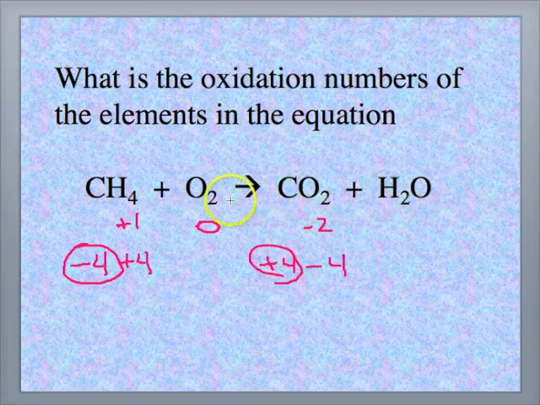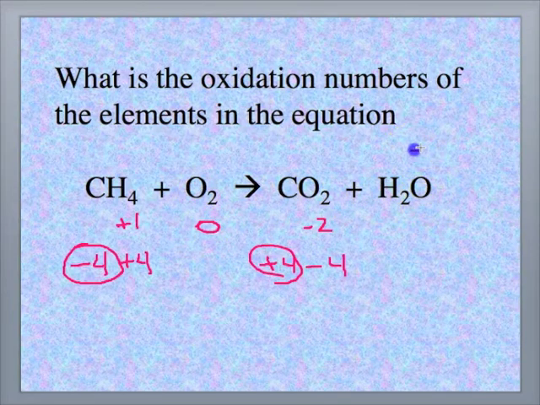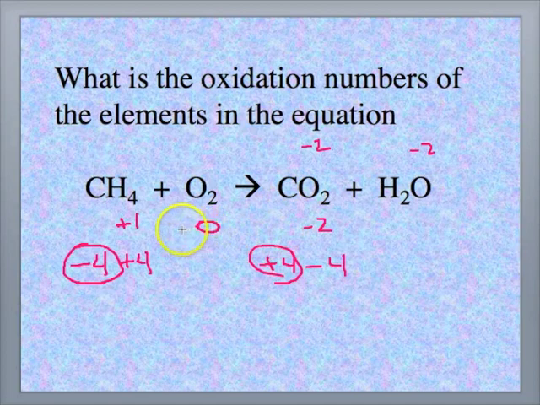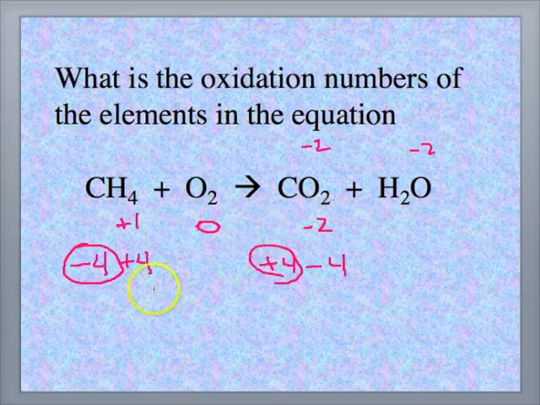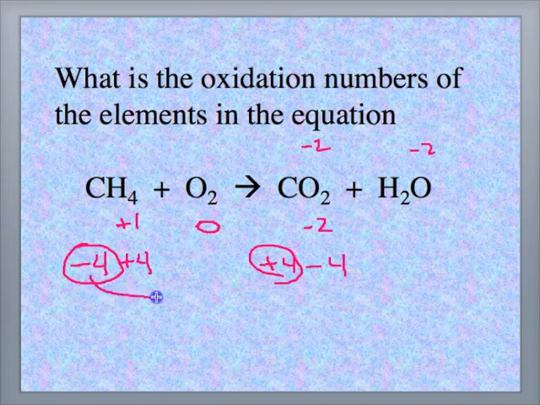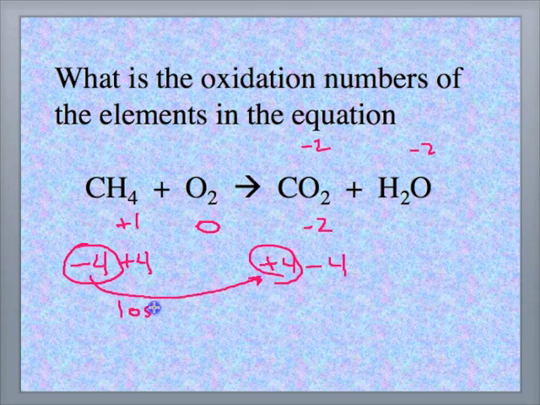And for the oxygen, over on this side it's 0, over on the product side each oxygen is -2, right? Because oxygen is in its combined form. So the oxidation state of the oxygen has changed as well. Let's take a look at the nature of the change. Carbon is going from -4 to +4. It's becoming more positive. And when it becomes more positive, that means it's losing electrons. So that's a loss of electrons.